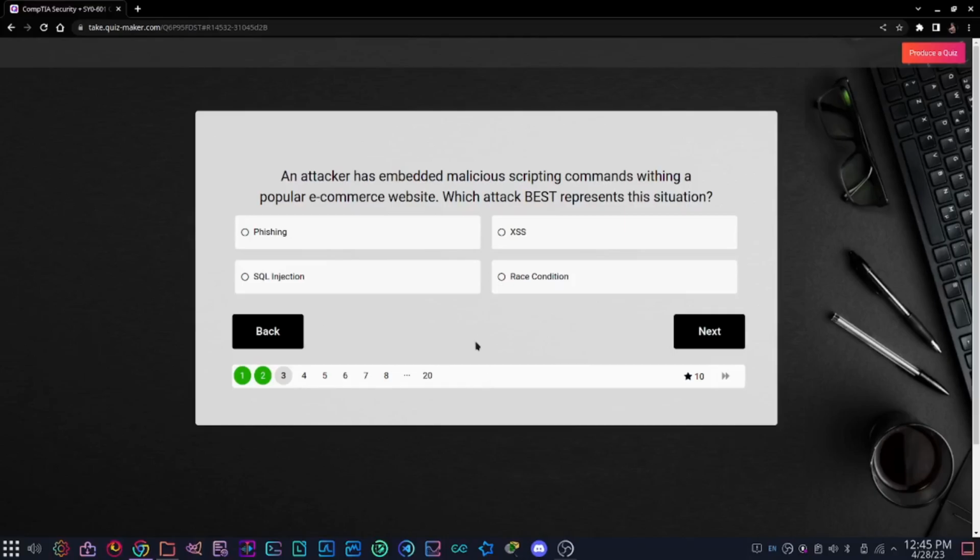Third question, an attacker has embedded malicious scripting commands within a popular e-commerce website. Which attack best represents this situation? So we have phishing, XSS, SQL injection, or a race condition. So embedding malicious scripting commands within a popular e-commerce website, this is a clear sign of cross-site scripting, or XSS.